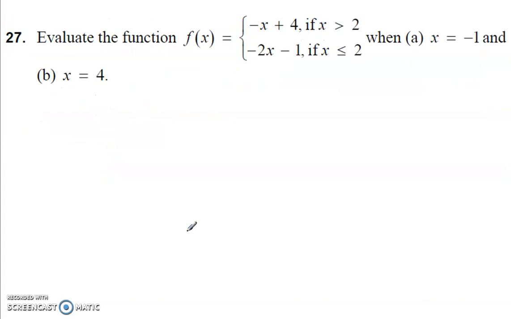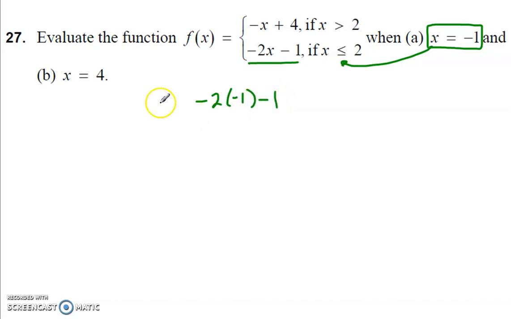All right, and then number 27. Here we have evaluate this when x is -1. Okay, -1 is less than 2. So it fulfills this right here, which means that I use this one. -2 times -1 minus 1. So that's f of -1 equals this. -2 times -1 is 2, minus 1 is 1. F of -1 is 1.